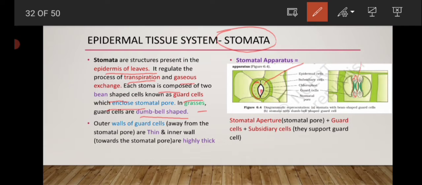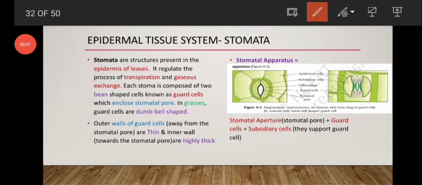Now the outer walls of guard cells, meaning the walls away from the stomatal pore, are thin, and the inner walls, that means towards the stomatal pore, are thick. So this is the thick wall and this is the thin wall. The outer wall is thin and the inner wall is thick. This is all about guard cells.